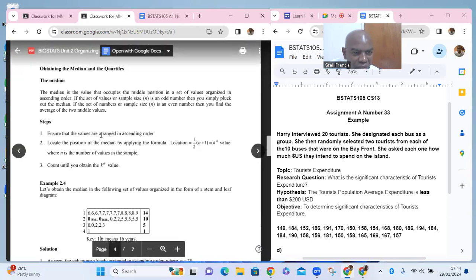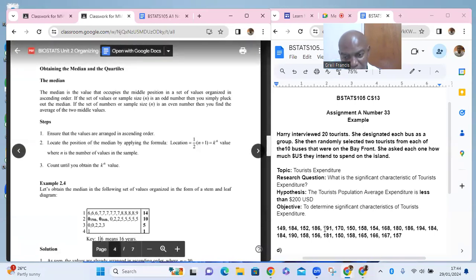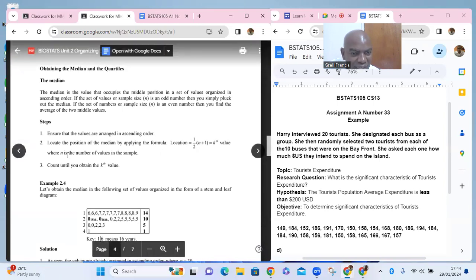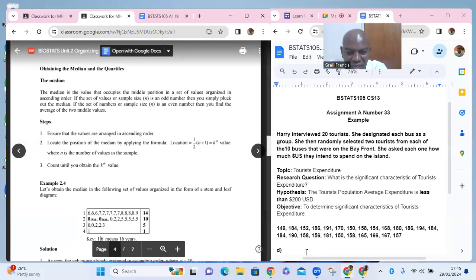First, you have to ensure that the values are arranged in ascending order. And having constructed the stem and leaf, then that will be the case. Locate the position of the median by applying the formula a half times n plus 1. You get an interval called kth value, where n is the number of values in the sample, and count until you obtain the kth value. So first, let us organize these values in ascending order. Let us construct our stem and leaf.